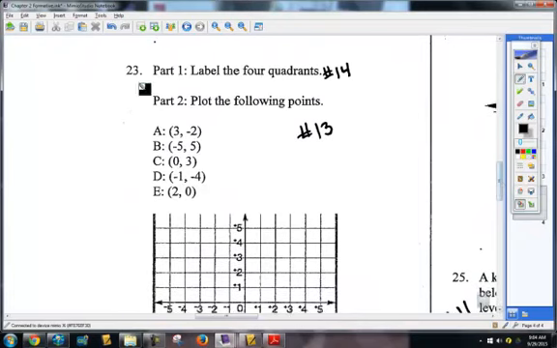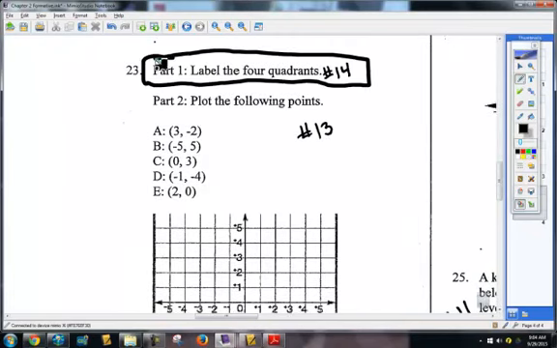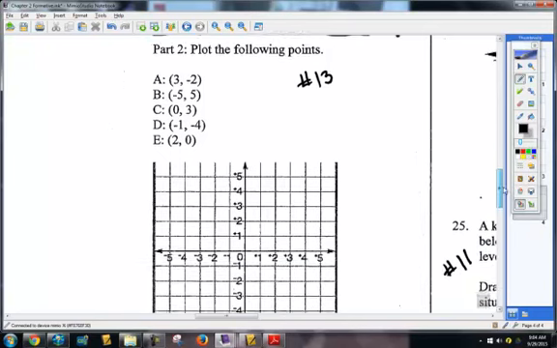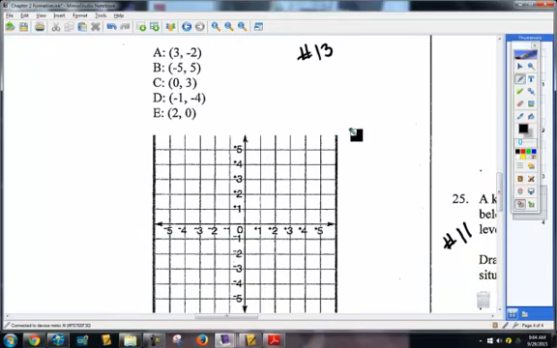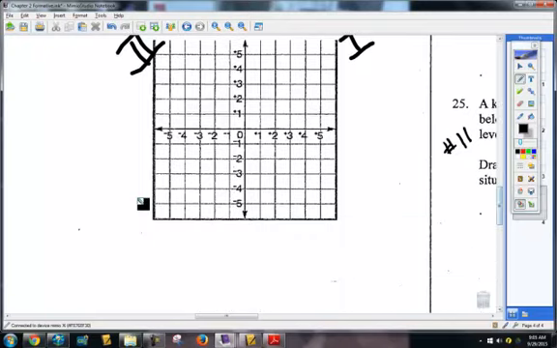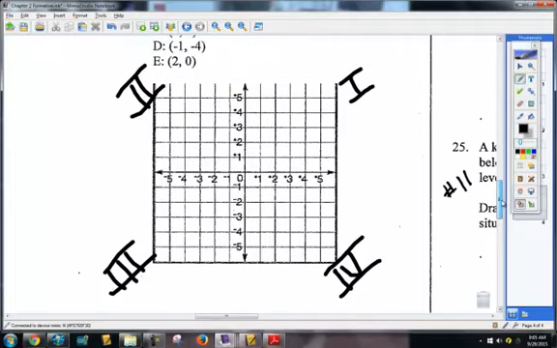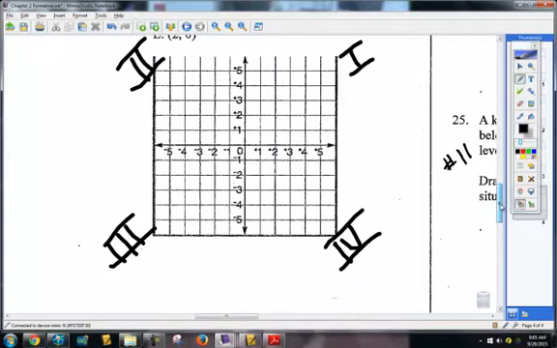All right. Number 23. This part right here is going to be worth 1 point. Labeling the quadrant. So if you didn't do it, it's wrong. You don't get the point. This is quadrant number 1 right here. This is quadrant number 2 right there. This is quadrant number 3 right there. And this is quadrant number 4. Yes, it's fine if you just wrote the numbers 1, 2, 3, and 4. But you have to have them in the right spots.